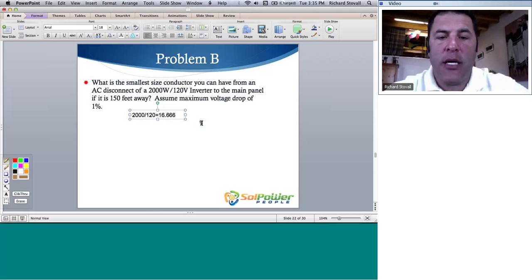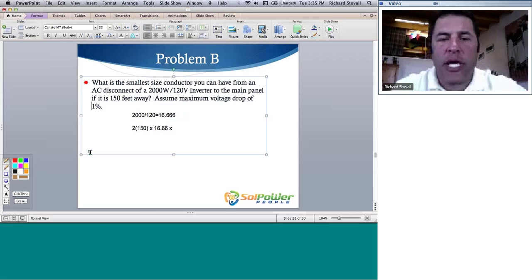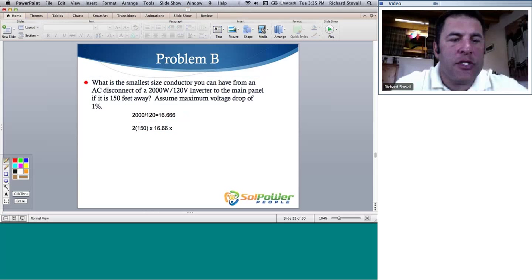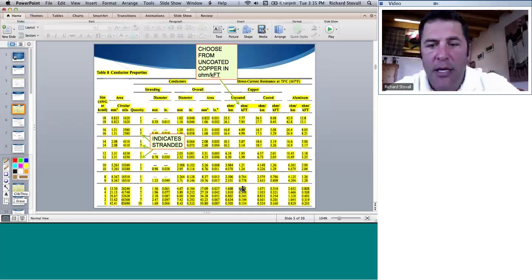So taking it a step further, we know that we've got 2 times 150 feet, times the current of 16.66, times a resistive value. We'll look at the chart so you can see it one more time. Let's just take a guess that number 8 stranded at 0.778. We'll try that.